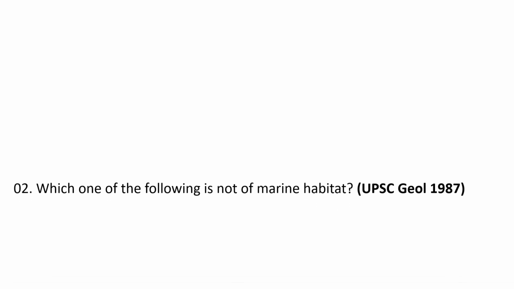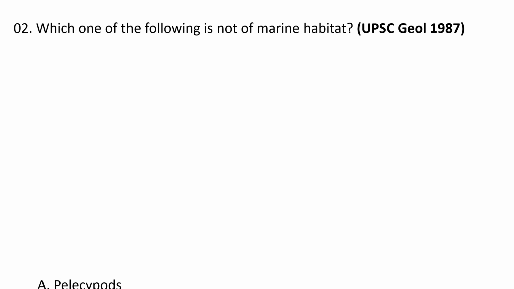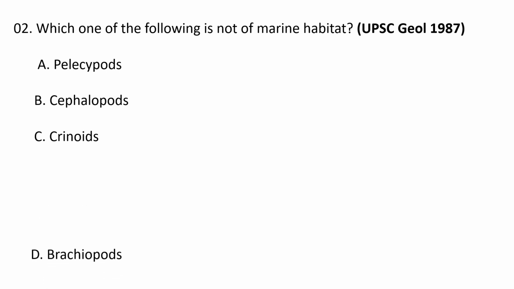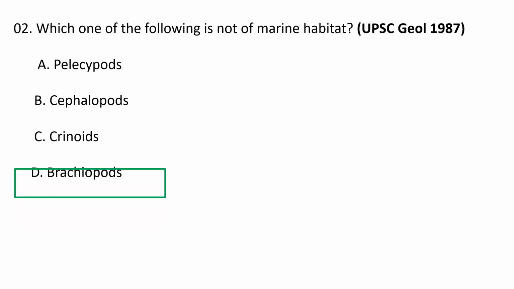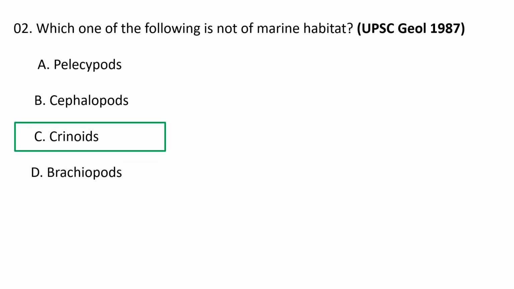Next question. Which one of the following is not of marine habitat? A. Pelecypods, B. Cephalopods, C. Crinoids, D. Brachiopods. So C. Crinoids is the correct answer. Pelecypods, cephalopods, brachiopods, they are all of marine habitat. So which is not of the marine habitat? C. Crinoids is the correct answer.